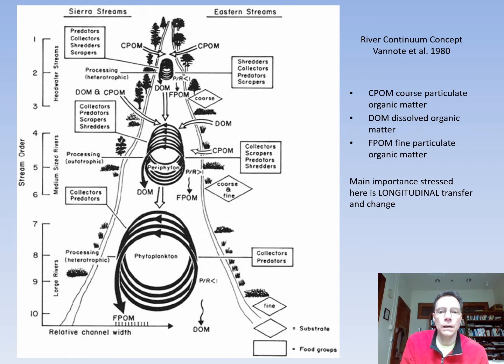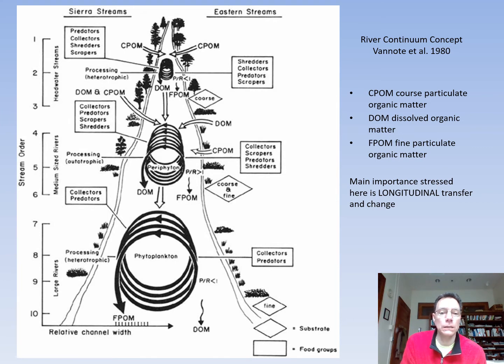The organisms in these boxes are meant to be invertebrates, and in a smaller order stream, they're dominated by shredders, especially in the eastern streams like we have here in Ohio, that are chewing up large bits of coarse particulate organic matter. As you move down to a middle order stream, now it's dominated by collectors. Collectors are organisms that are picking up bits of detritus, fine particulate stuff that's floating down the water, and scrapers, which are scraping algae off of rocks and things like that. The shredders are now not nearly as important because there's less coarse particulate stuff.